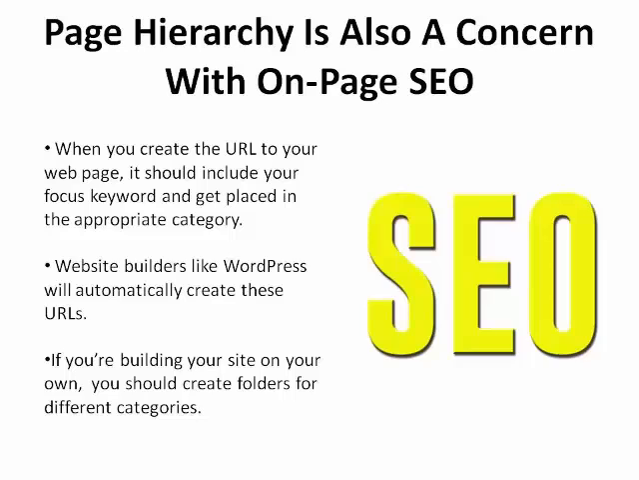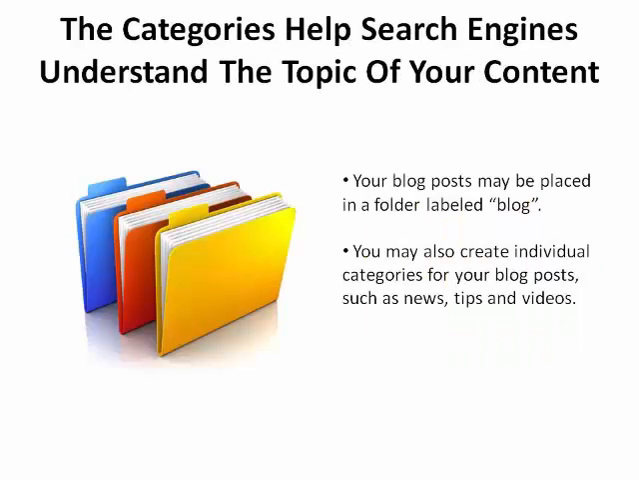Page hierarchy is also a concern when it comes to on-page SEO. When you create the URL for your web page, it should include your focus keyword and get placed in the appropriate category. Website builders such as WordPress will automatically generate these URLs. If you're building your site on your own, you should create folders for different categories. The categories help search engines understand the topic of your content.